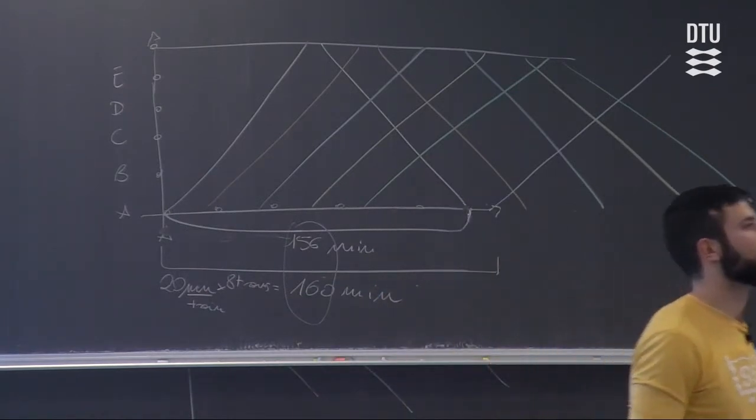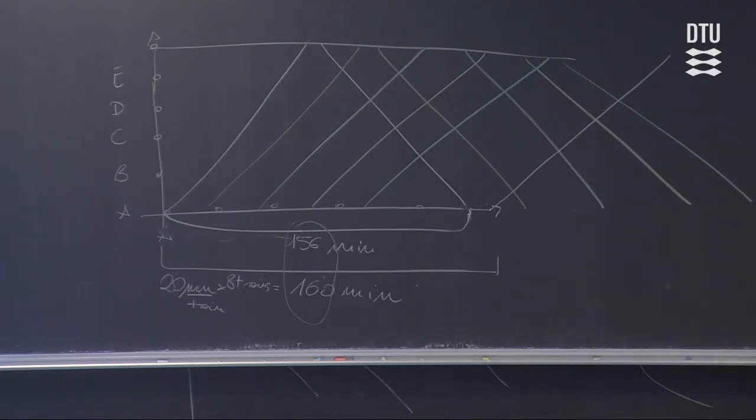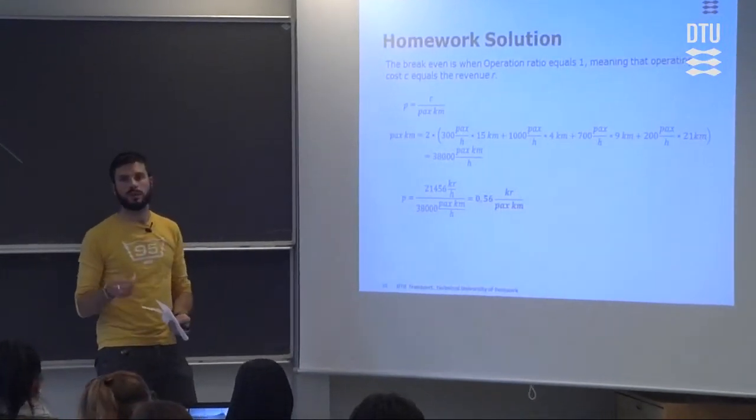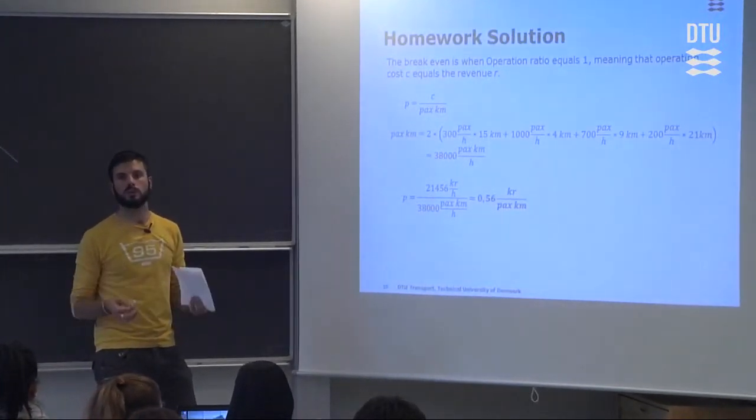Okay, this is the economic part. We wanted to sum up the operation ratio. There is the cost divided by the revenue. So we wanted to know what is the revenue needed to equal the cost.